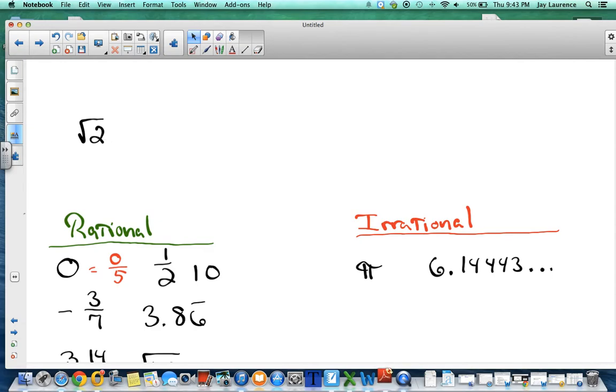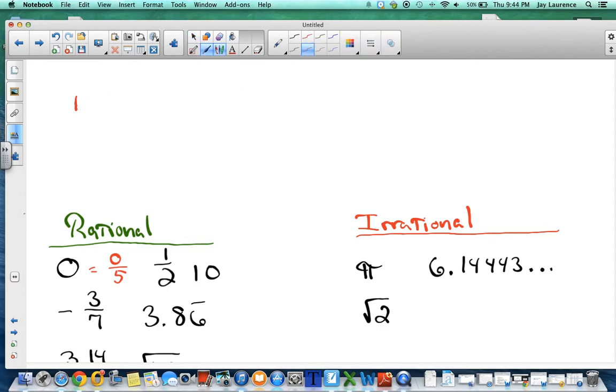The square root of 2. 2 is not a perfect square. There is no number times itself that equals 2. Therefore, square root of 2 is irrational. Other famous irrationals include the square root of 3, the square root of 5, the square root of 6, square root of 7, square root of 8, square root of 10, square root of 11, and so on. Notice I'm skipping the perfect squares.